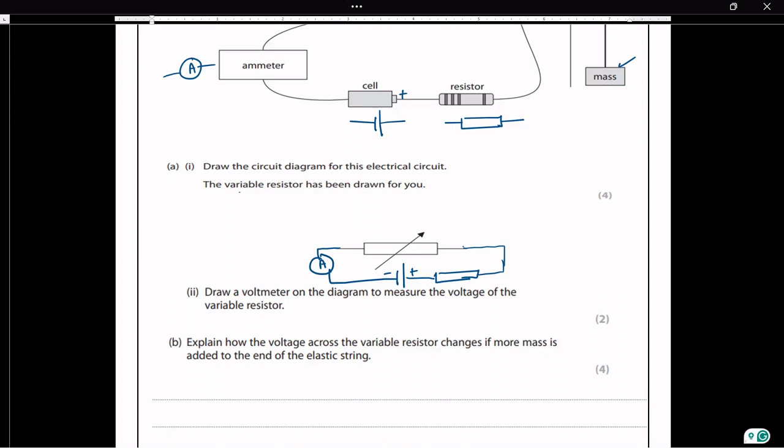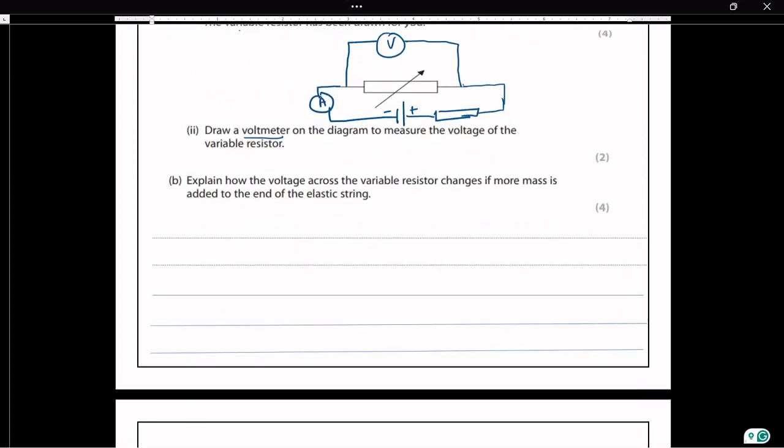The next part is, draw a voltmeter on the diagram to measure the voltage of the variable resistor. Draw a voltmeter across the variable resistor. We know that we connect voltmeters only in parallel to the component. So here we can connect the voltmeter to measure the voltage. Also you can write it here: voltmeter connected parallel to the variable resistor.